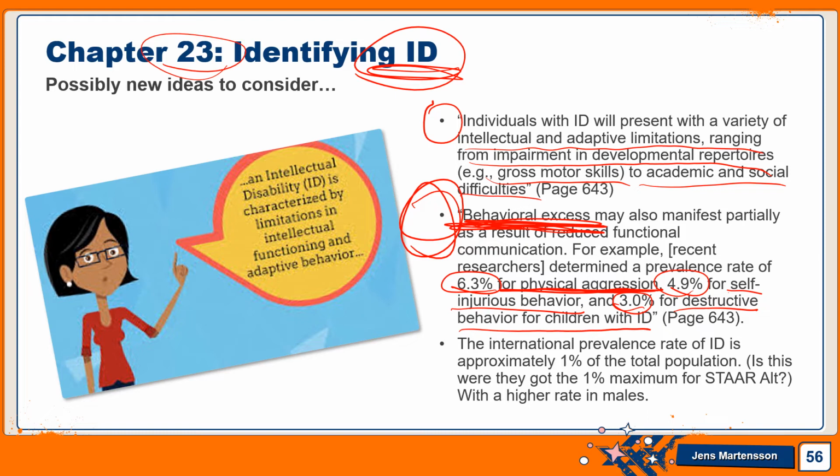Nope, that's not true. The international prevalence of ID is 1%, and I put that in there because if you're a diagnostician in Texas, you know about the STAAR Alt, which the federal government has put a cap of 1% of kids taking the STAAR Alt, which is kind of weird because they got onto us about the 8.5% cap that TEA was doing, but then they went back and put a 1% cap on us. I don't know, whatever. I'm not in charge of the world.